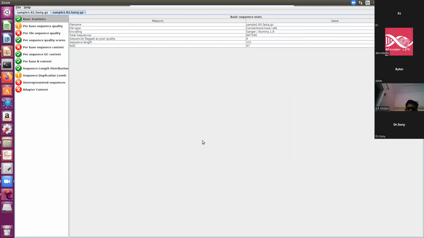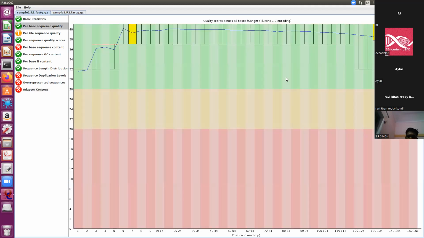Hello, ma'am. In the basic statistics, after that, per base quality sequence, the second one. In this one, the box plot is showing the whiskers, right? Below this one. So what do these whiskers say, ma'am? What do they indicate? By whiskers, you mean these lines, which are the range? Yes, range.